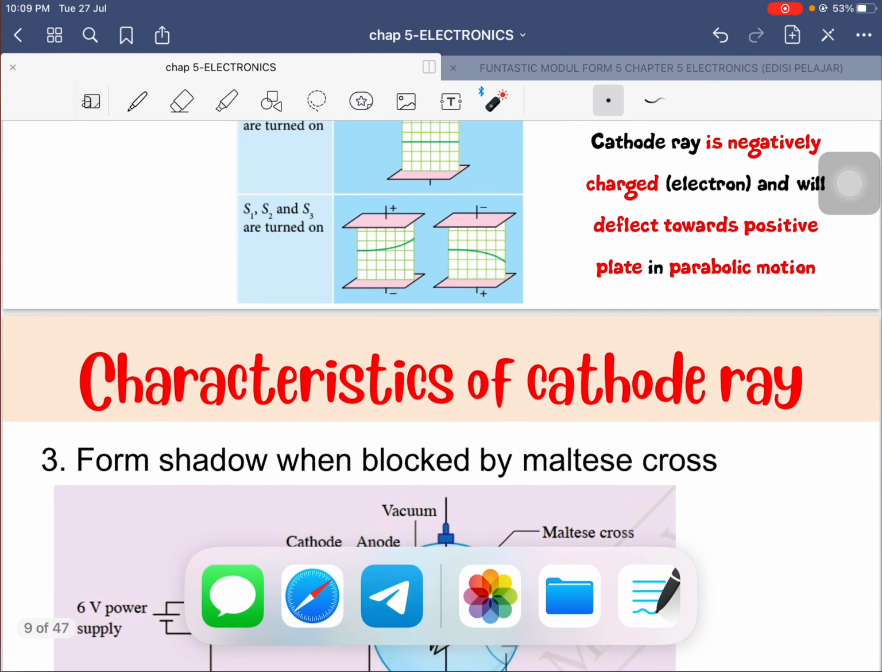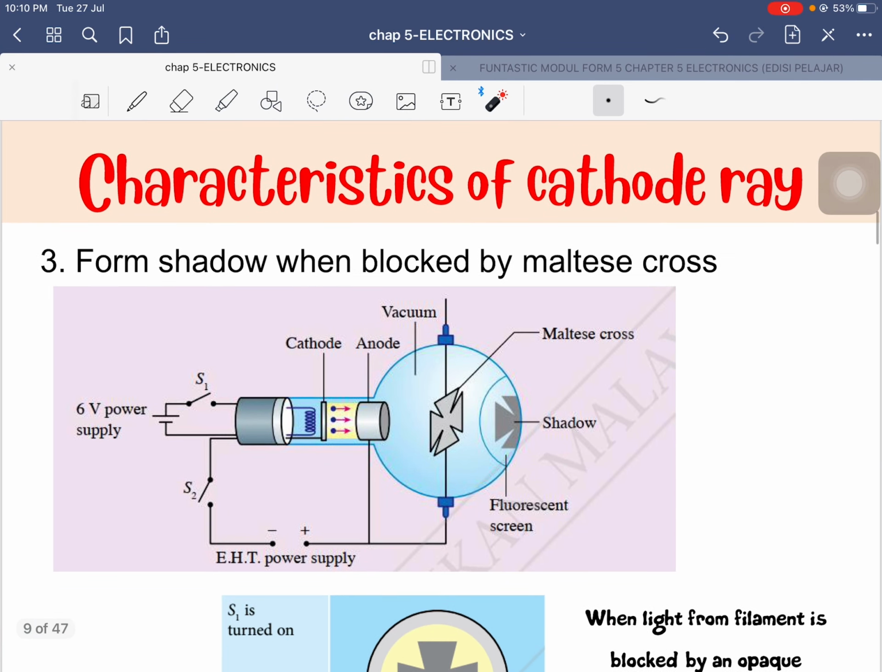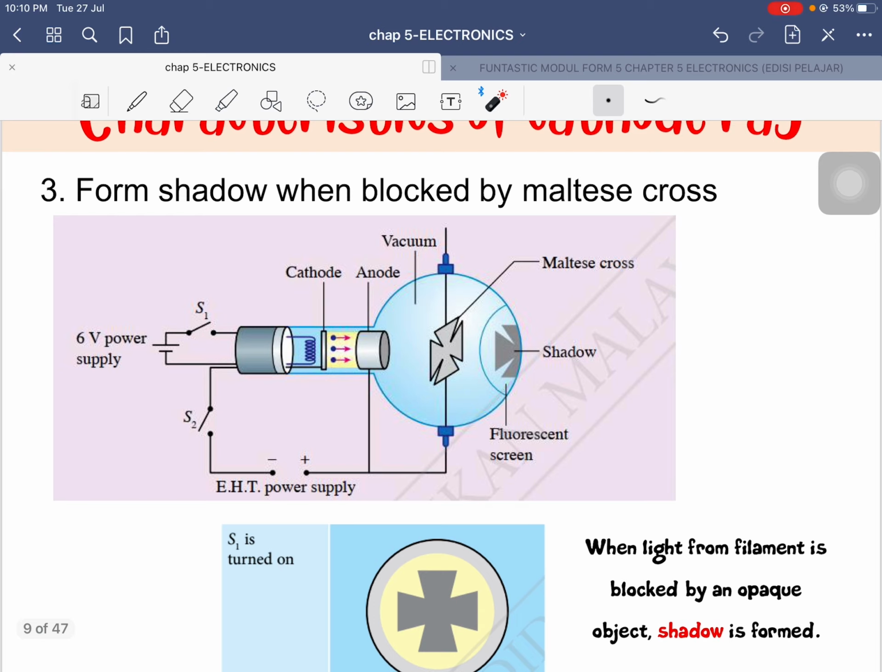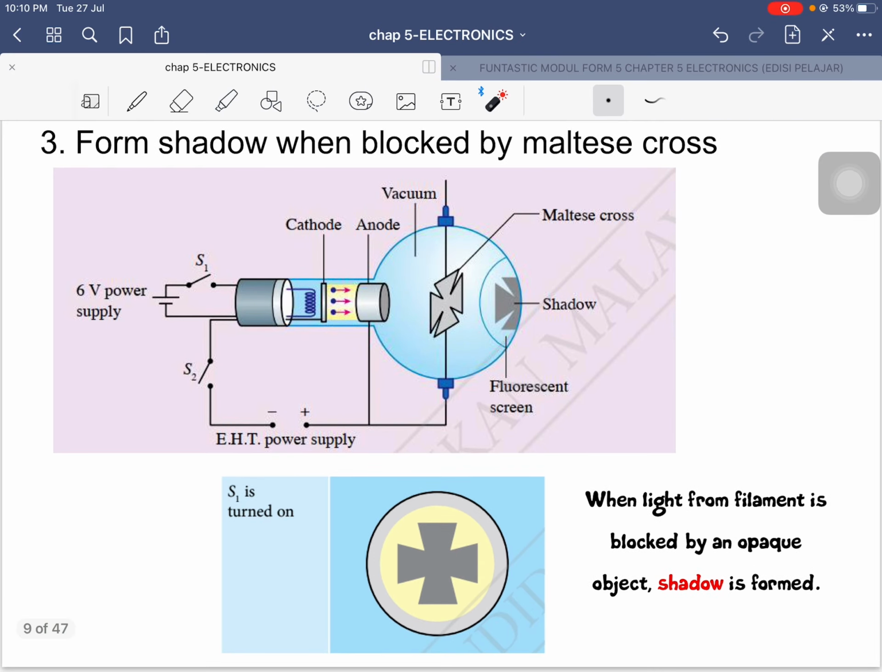The next characteristic is that cathode rays form a shadow when blocked by a Maltese cross. A Maltese cross is just an object to show the properties of cathode rays. This Maltese cross is put in between the fluorescent screen and the anode. When we turn on switch 1, we can see that a shadow is formed.